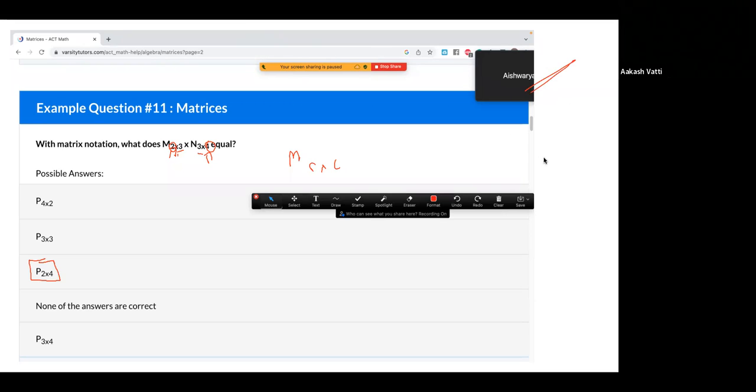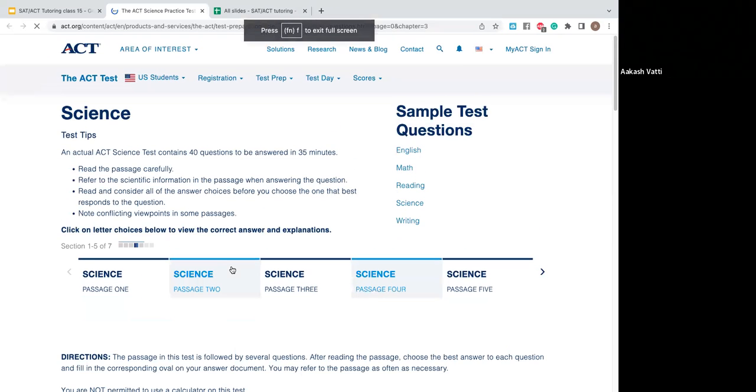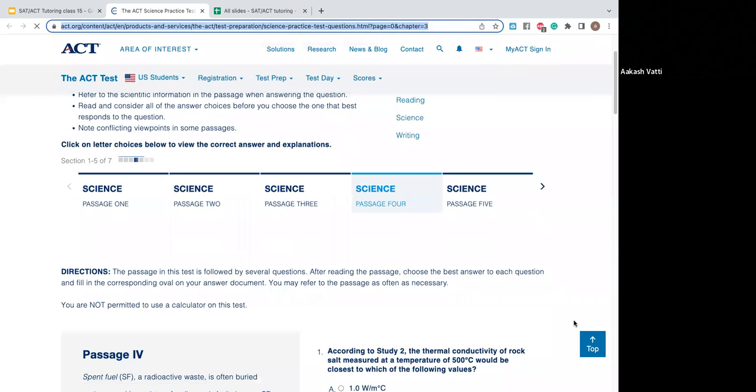No? All right. Now we'll be doing some ACT science. So here is the link for the passage we're going to be doing right now.